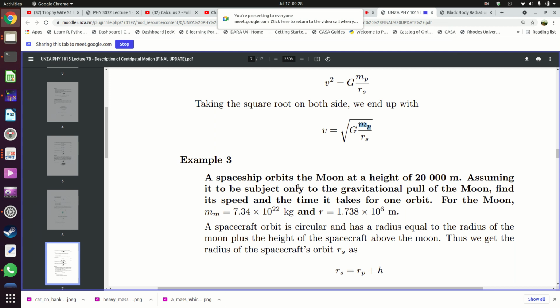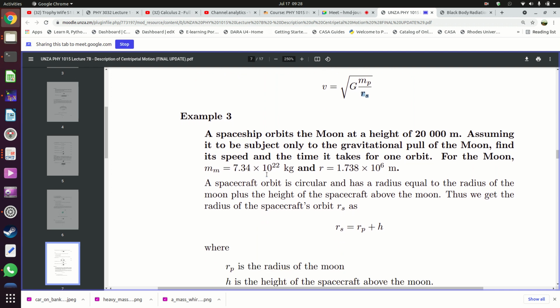And rs is the satellite's circular orbit radius, which is made up of the radius of the planet and also the height of the satellite above the planet. Are we clear? I think we went through something like this, and this particular example, I think we went through it, but things have been rewritten. Is there any question? Are we clear?